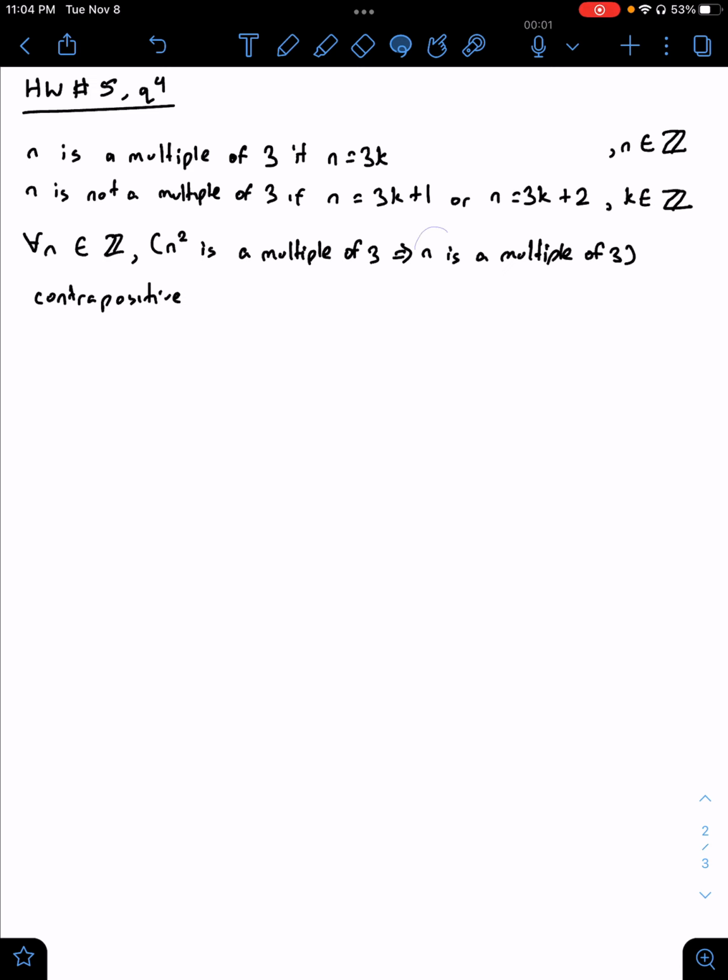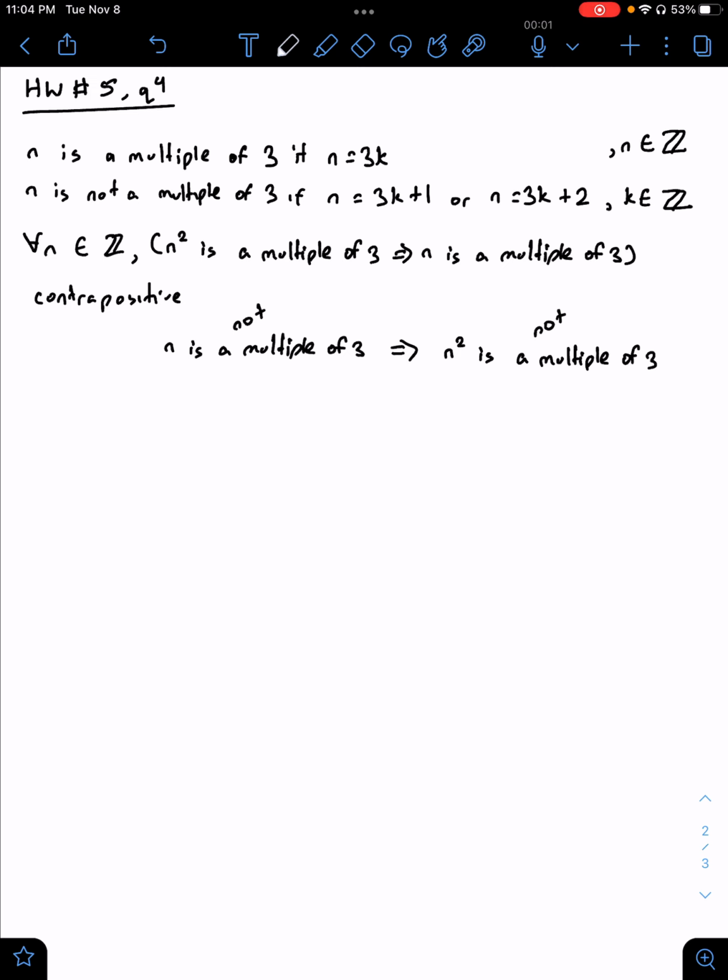So here's a nice way to do it. You take the end of this, right? That's going to be here. The implication arrow is going to be in the middle as always. This thing, now you're going to bring it all the way here, and you negate it. So n is a multiple of 3 becomes n is not a multiple of 3. N squared is a multiple of 3 becomes n squared is not a multiple of 3.